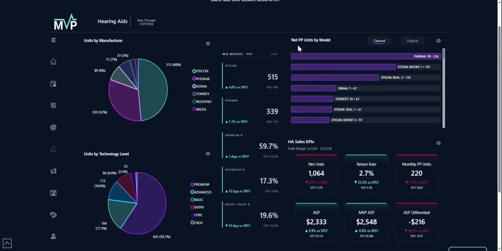On the right-hand side, you'll find a ranking of your top-performing hearing aid models based on net private pay units sold. This can be useful for understanding which specific products are driving the greatest volume within your practice. The toggle above allows you to switch between clean model names and original model names. Original includes exact model names including rechargeable or non-rechargeable, battery size, etc., whereas cleaned groups all products into clean model names we've organized to make broader analyses possible.